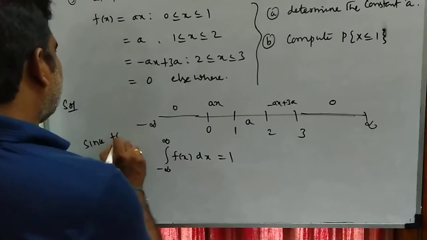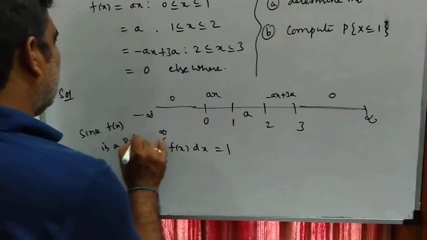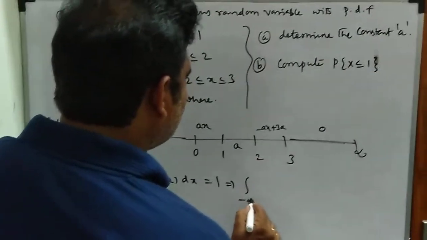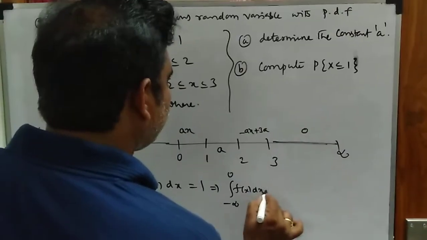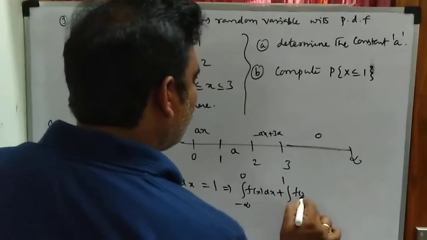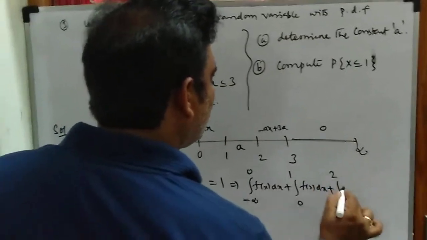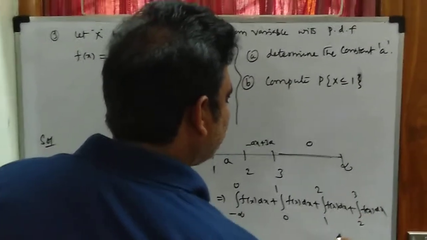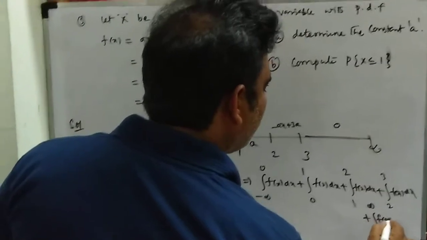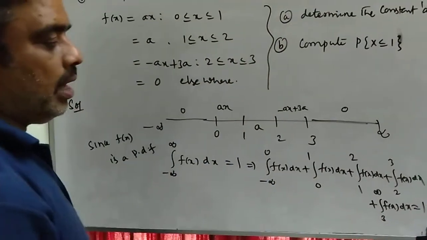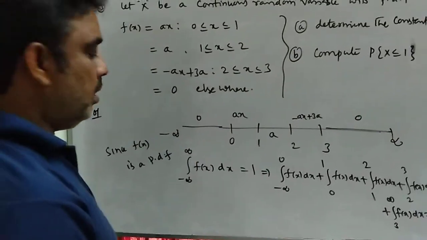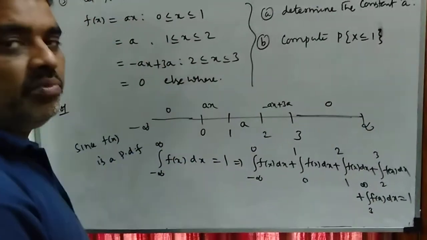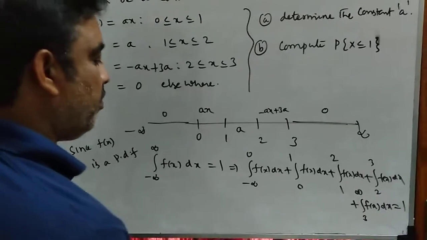Since f of x is a probability density function, integral minus infinity to infinity f of x dx is equal to 1. So I can split this interval: integral minus infinity to 0 f of x dx plus integral 0 to 1 f of x dx plus integral 1 to 2 f of x dx plus integral 2 to 3 f of x dx plus integral 3 to infinity f of x dx is equal to 1. Am I right? Minus infinity to infinity can be divided into minus infinity to 0, 0 to 1, 1 to 2, 2 to 3, 3 to infinity, because the function is defined in different intervals with different functions.